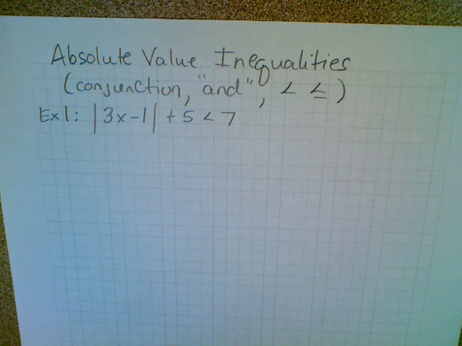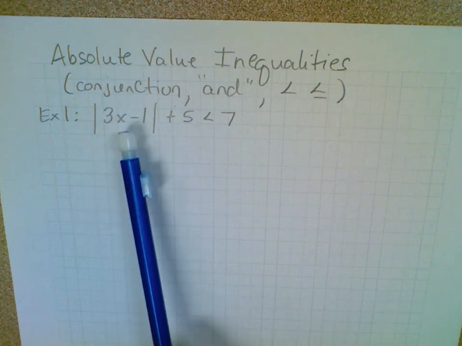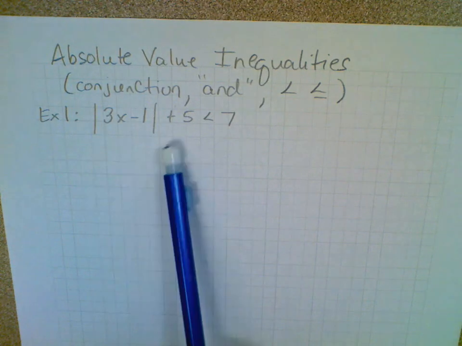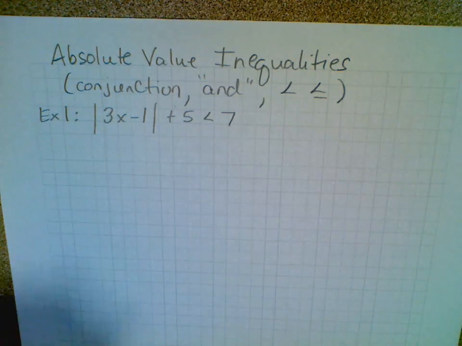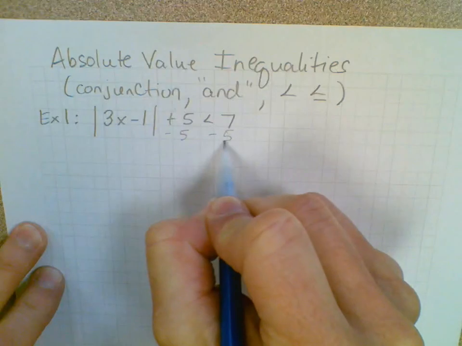So just like with the equations, I want to get the absolute value piece alone. So anything outside of that on the left side we have to undo. Since there's a plus 5, I'm going to inverse that by subtracting. And I'm going to subtract 5 from both sides.